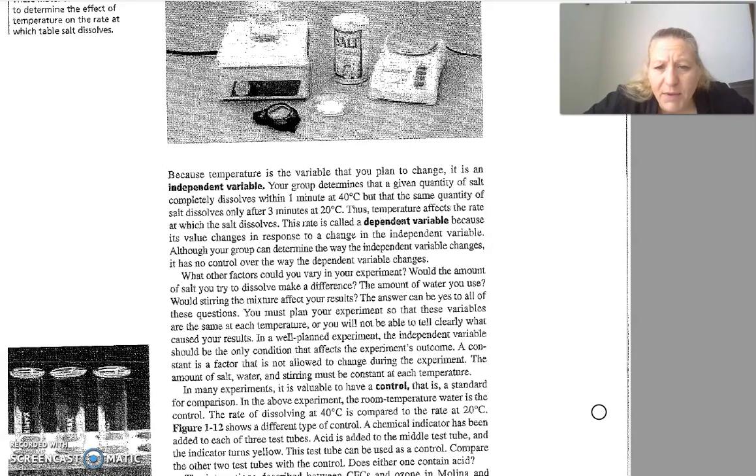In a well-planned experiment, the independent variable should be the only condition that affects the experiment's outcome. A constant is a factor that is not allowed to change during the experiment. The amount of salt, water, and stirring must be constant at each temperature.